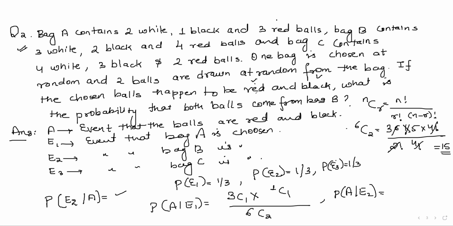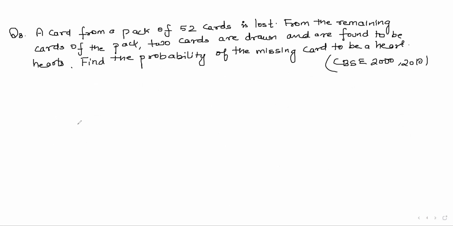So you are drawing a red and a black ball. Red you will draw from 4 red, so 4C1 into, next is black, 2C1 by 9C2. You are getting this, Nabil? I got 2, yes, sir. Okay, great. Then I will write here, third is P(A|E3).